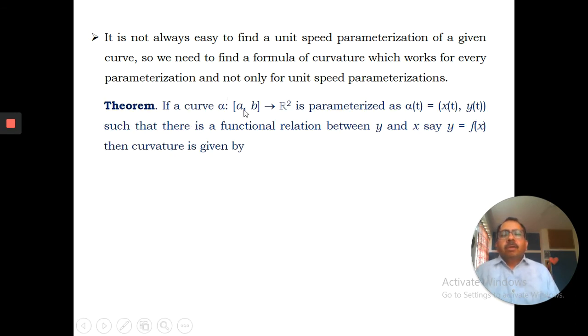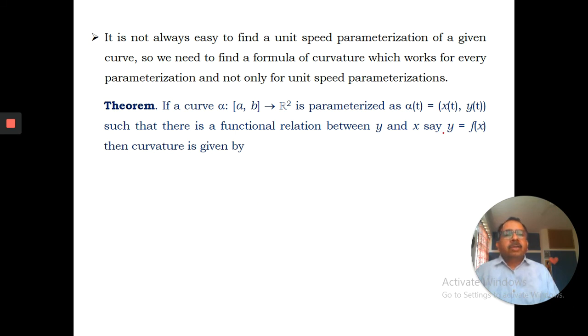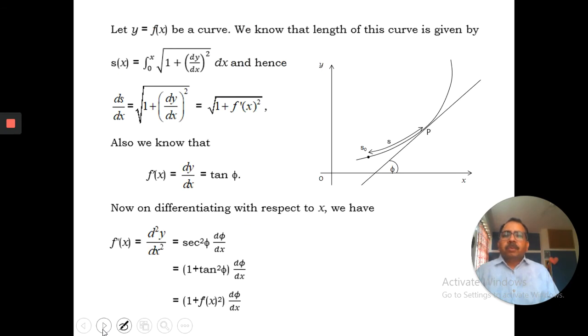So let alpha be any parameterized curve, say alpha(t) is (x(t), y(t)), and suppose there is a functional relation between the x coordinate and the y coordinate. Suppose y equals f(x) is the functional relation between these two coordinates, then the curvature is given by kappa equals the double derivative of f with respect to x divided by (1 plus f dash x squared) to the power 3 by 2. So let's see the proof of this fact.